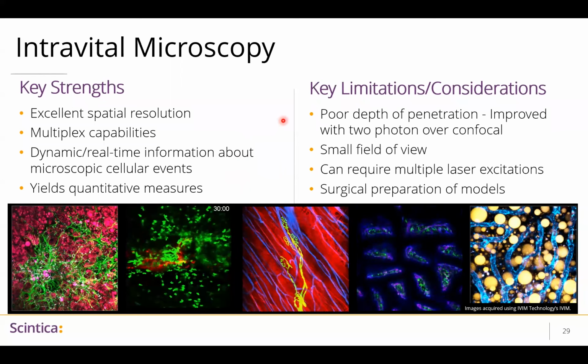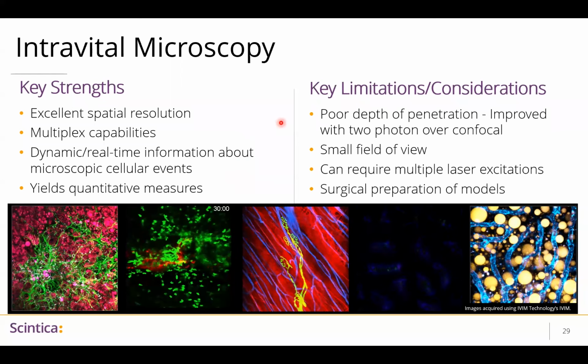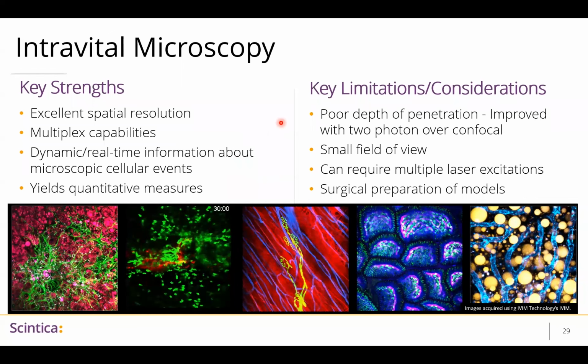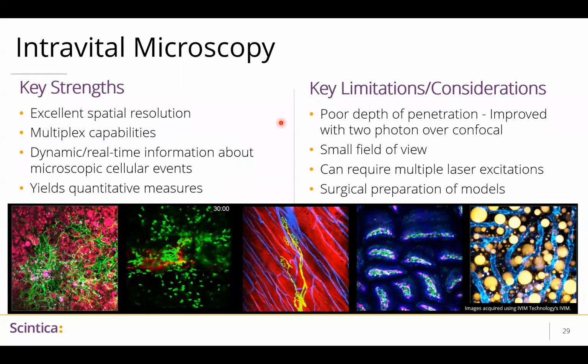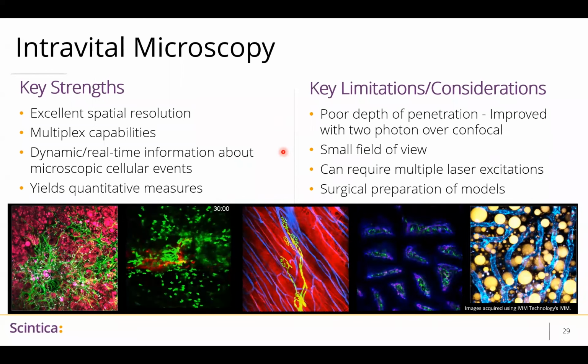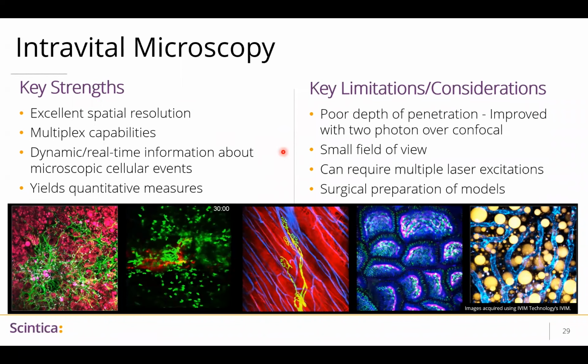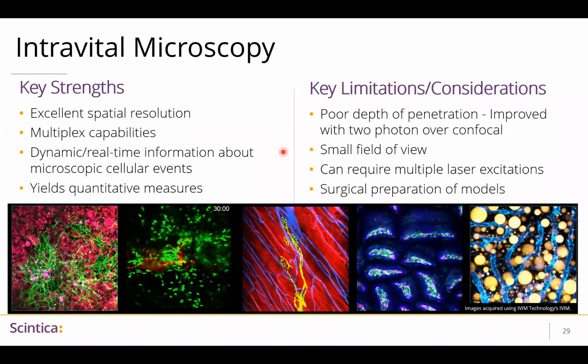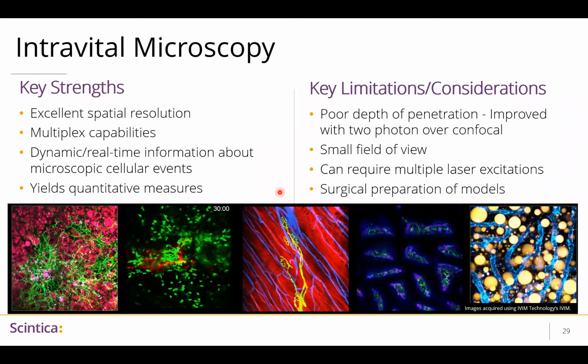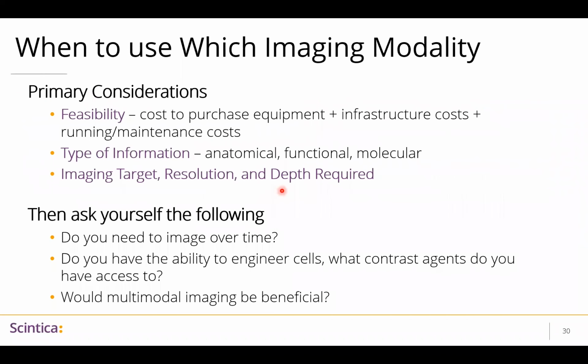There is relatively poor penetration, as with most optical imaging, with 2-photon and confocal imaging, which is where we use that optical window to help us get to the site of interest. There is a small field of view, as we are using a microscope objective, but with this system we can tile different fields of view together to increase our field of view. We need to use multiple lasers for the different excitations, and of course, we need that optical window for some models to be able to see our targets of interest.